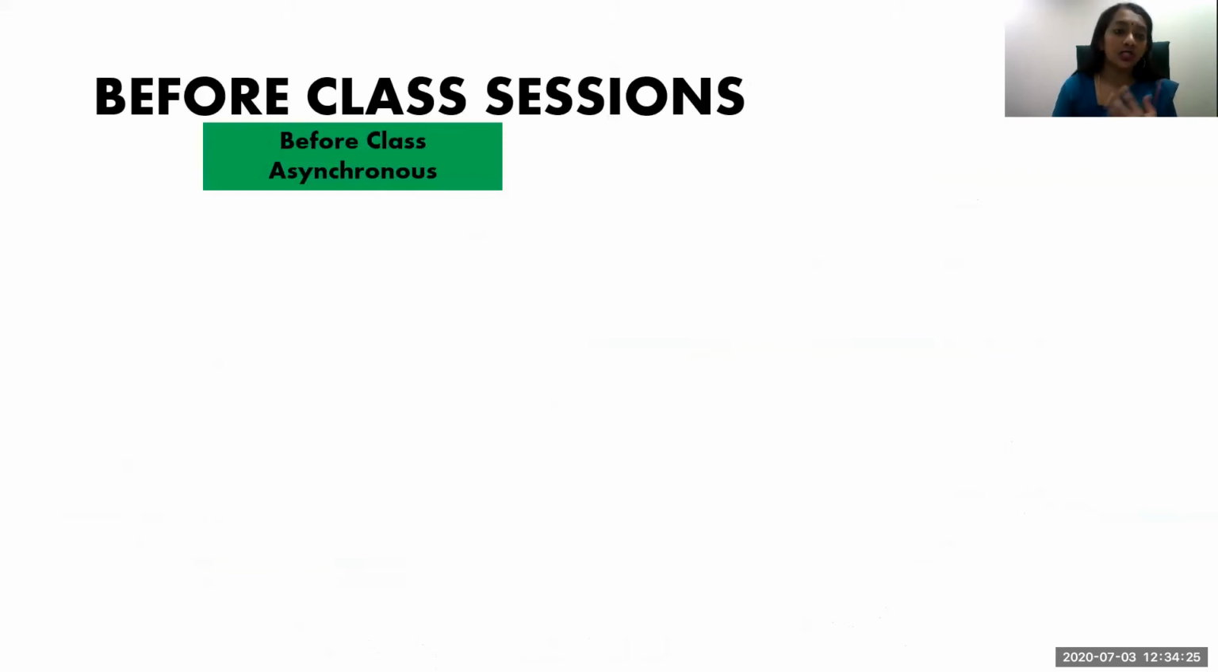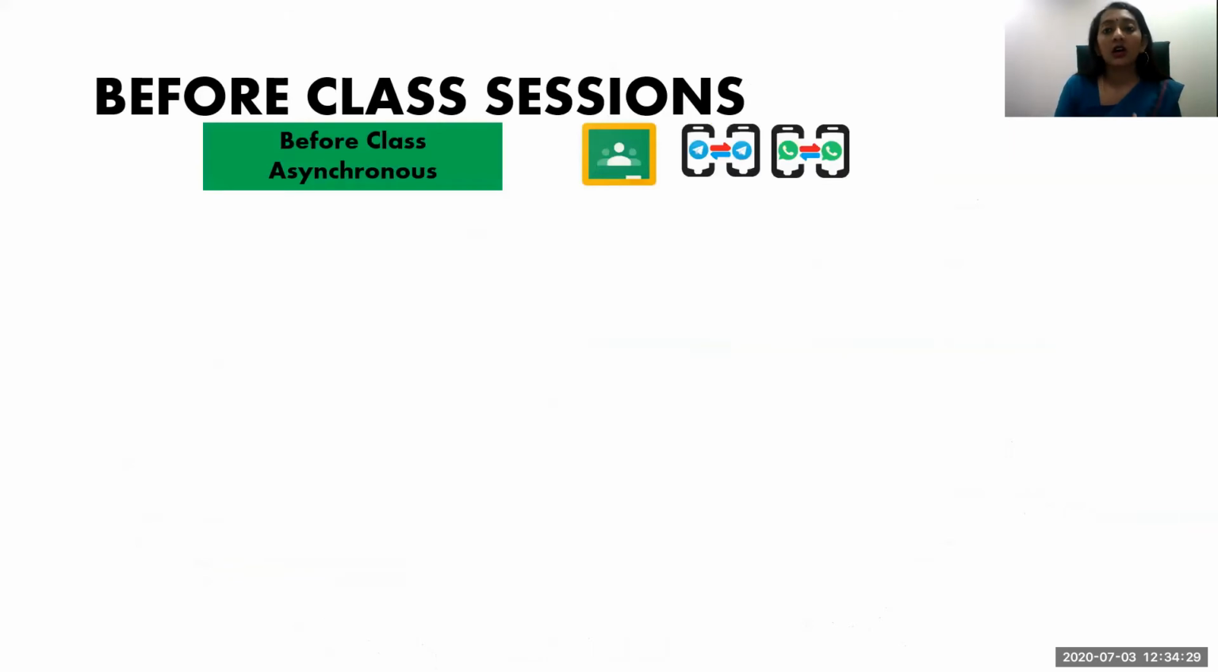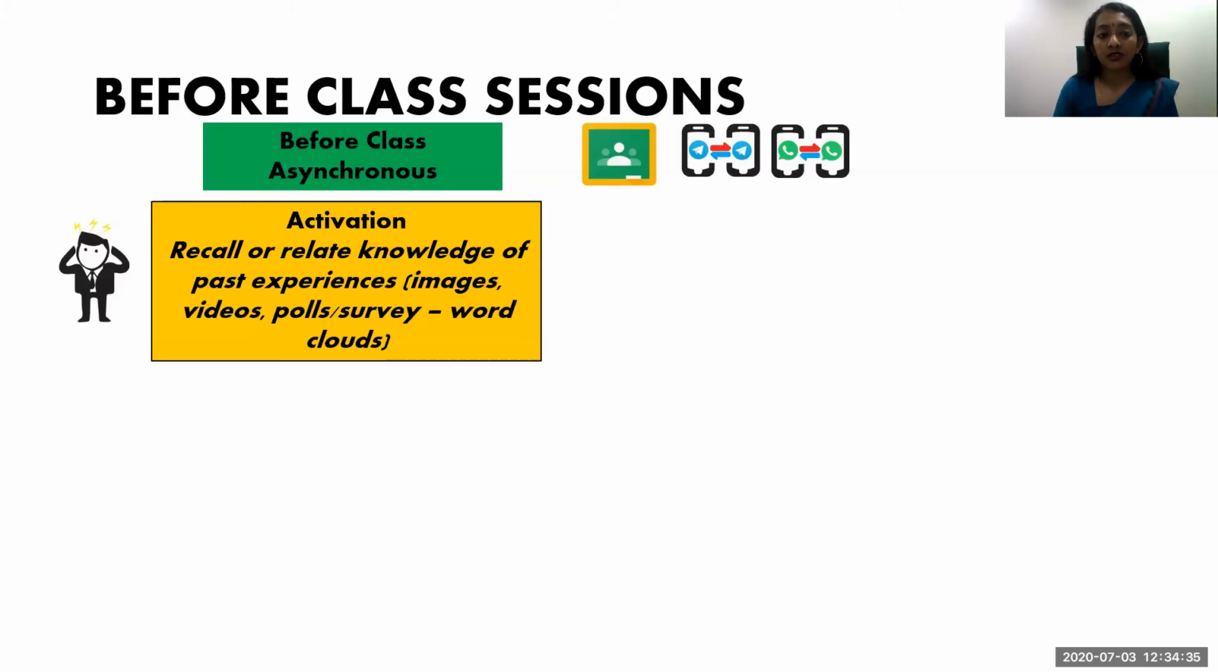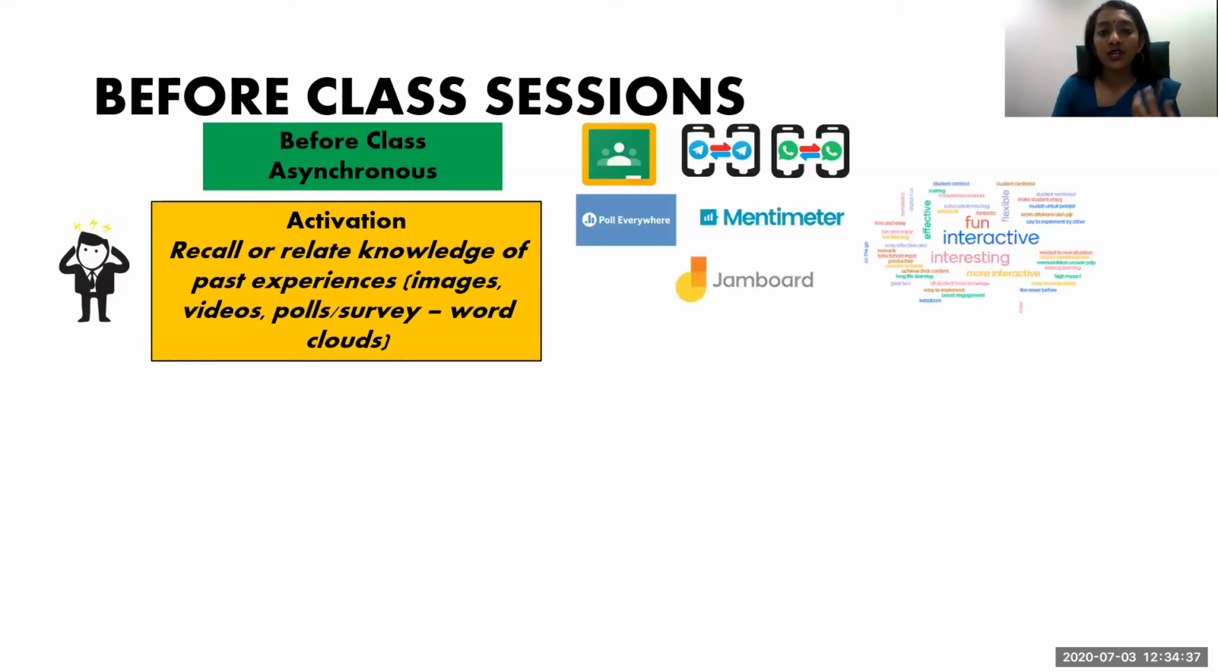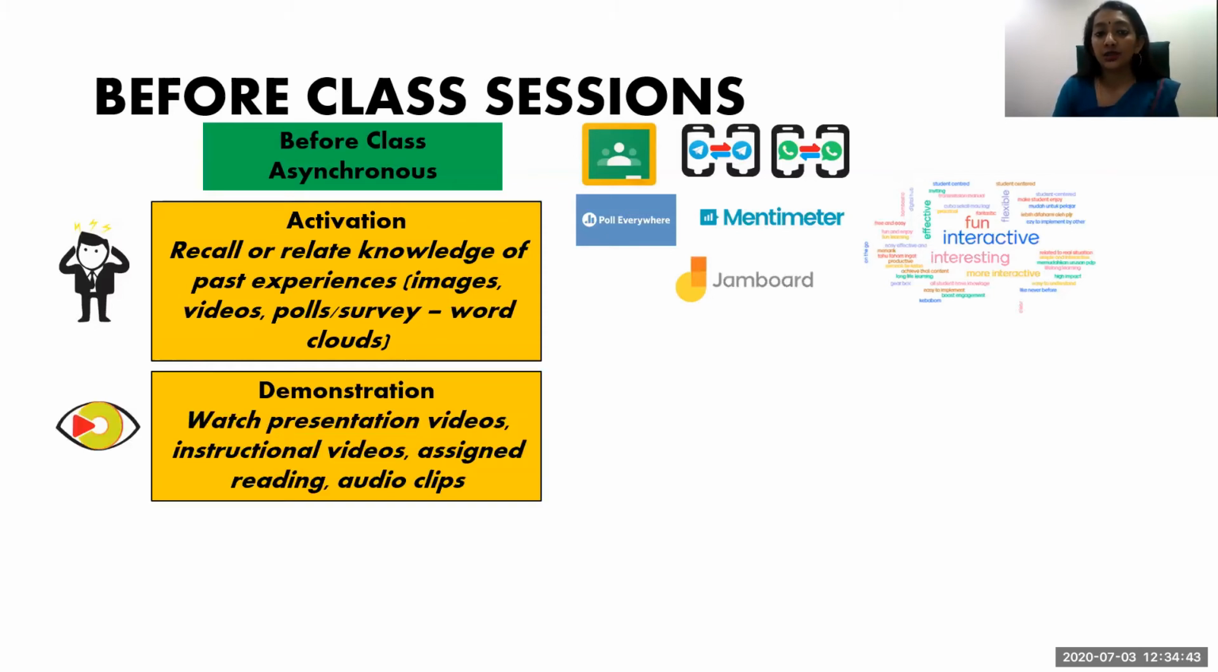Before class sessions can be conducted asynchronously using an LMS or a communication platform, if you have students with low bandwidth. During the activation phase, get them to recall or relate knowledge of past experiences, images, or videos. Get them to do polls, surveys, or word clouds.